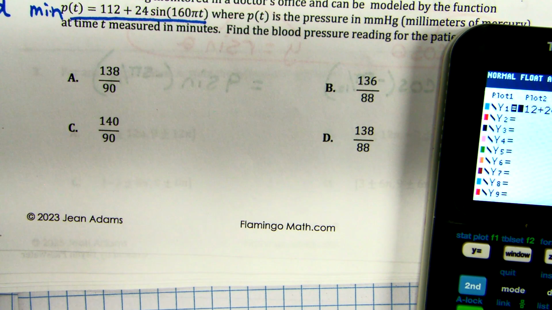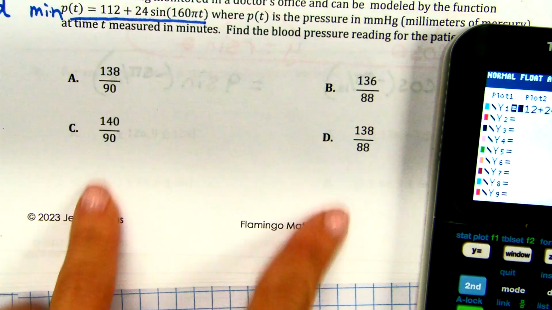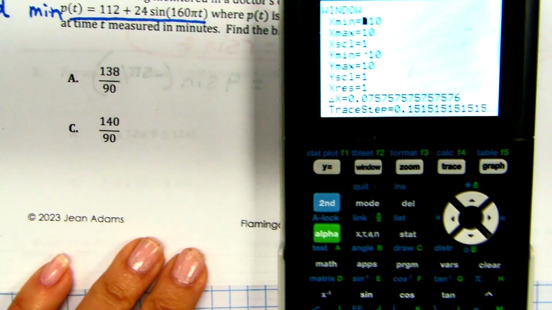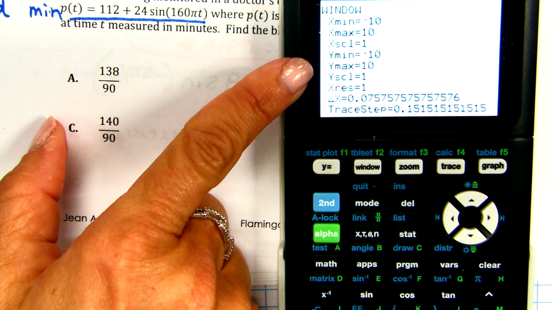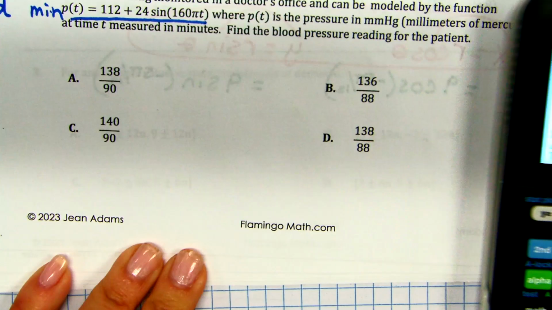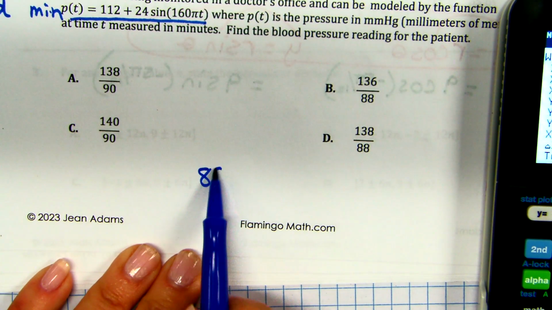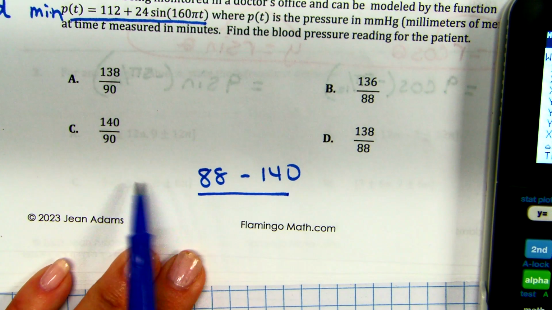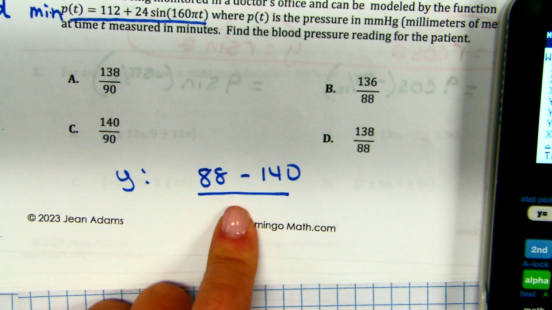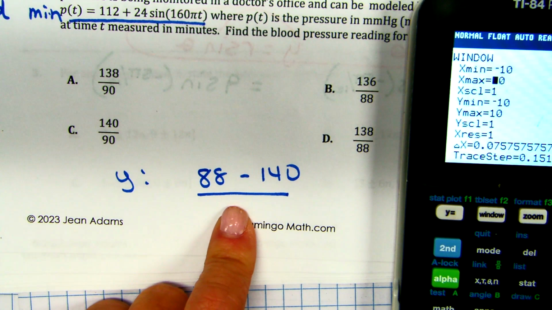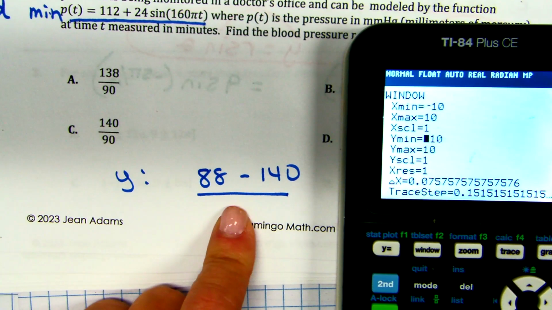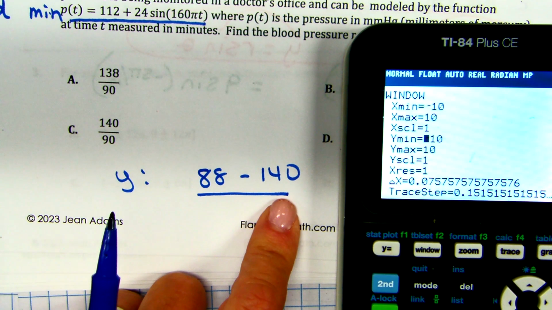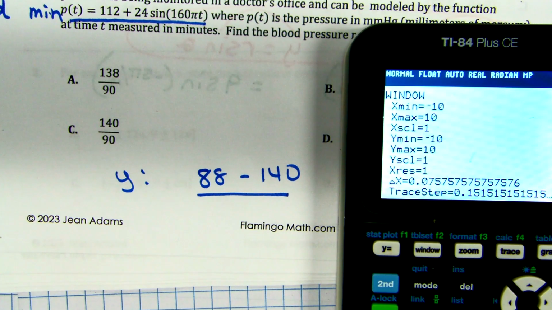Remember, min and max is how high or how low you go. So these are y values. If you go to your window, your y values go from negative 10 to 10. Our lowest is 88, and our biggest is 140. So we have to change our window on our y values to include those numbers. I'm going to go down to my y's and do that. I'm not going to put 88 and 140 because that's just going to hit the very top. You want to give a little space.